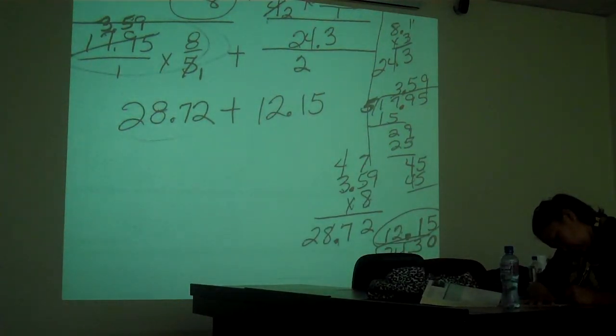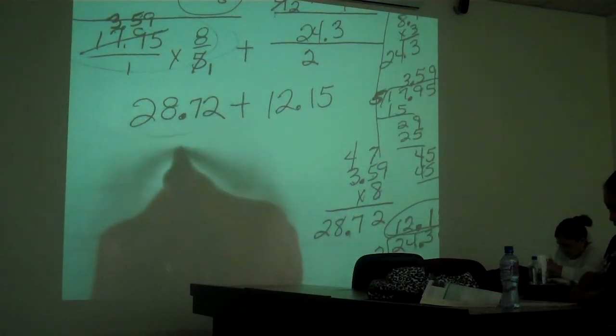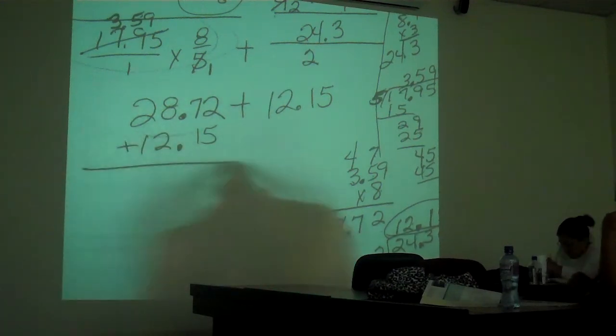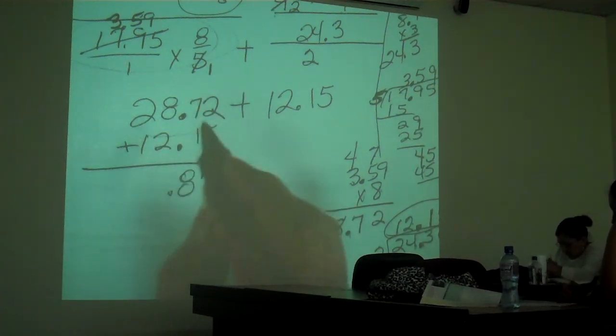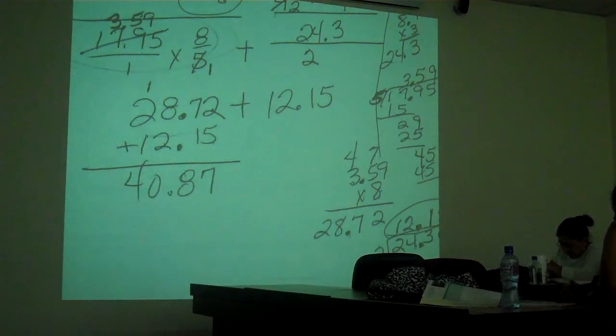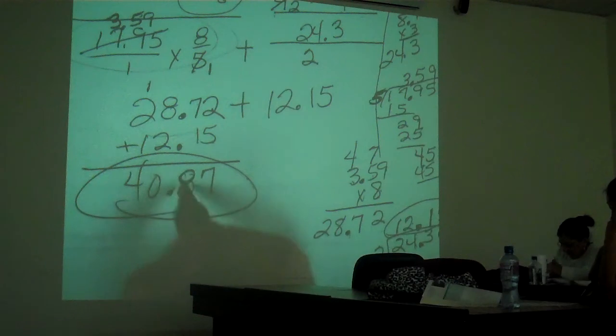Okay? To add them, what do we need to do? Line up our decimals. And then that's the easy part. 5 plus 2, 7 plus 1, 8 plus 2, and then we have 40. So it's 40.87, and that's the answer that's in the grade book.